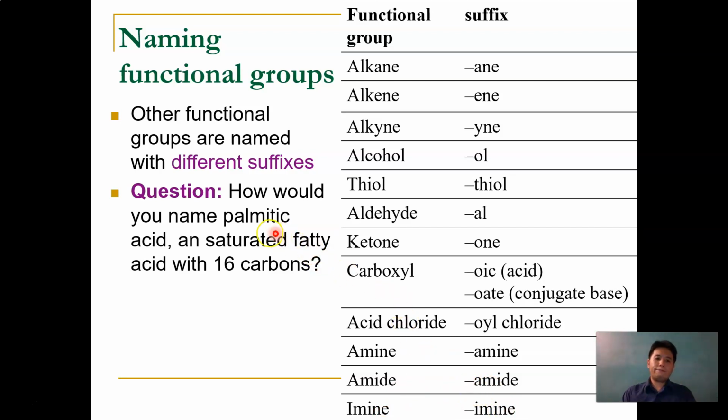Okay, so if you have palmitic acid, palmitic acid is actually the common name for a saturated fatty acid with 16 carbons. So how would we name 16 carbons? It's a combination of the words 6 and 10. So to name 16 carbons, it will be hex followed by dec. So it's hexadecanoic acid, because it's a fatty acid, it's a carboxylic acid. So it's hexadecanoic acid.